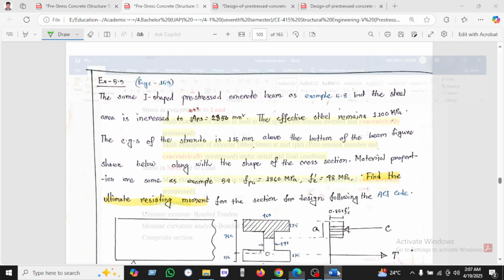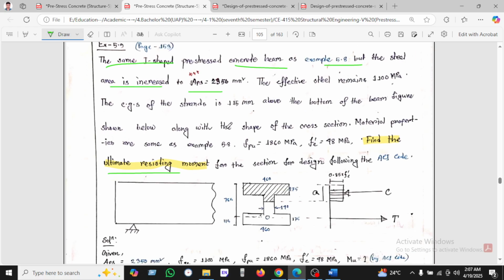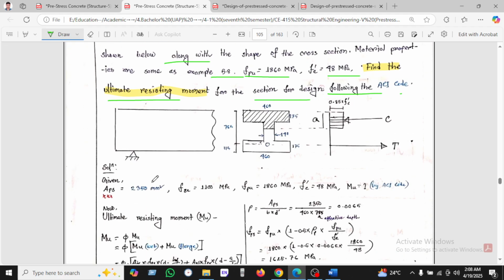So let's see, this is the same thing, the ultimate moment and the ultimate resisting moment. The same I-shaped prestressed concrete beam as example 5.4, but the steel stress is increased, fps is 2356, and the effective prestress remains the same, 1100. The centroid of the tendon is 1/5 above the bottom of the beam. The figure is shown below along with the shape of the section. The material properties are given there, fps is given, and find the ultimate resisting moment for the section, design is ACI code. So all the data are given as usual.